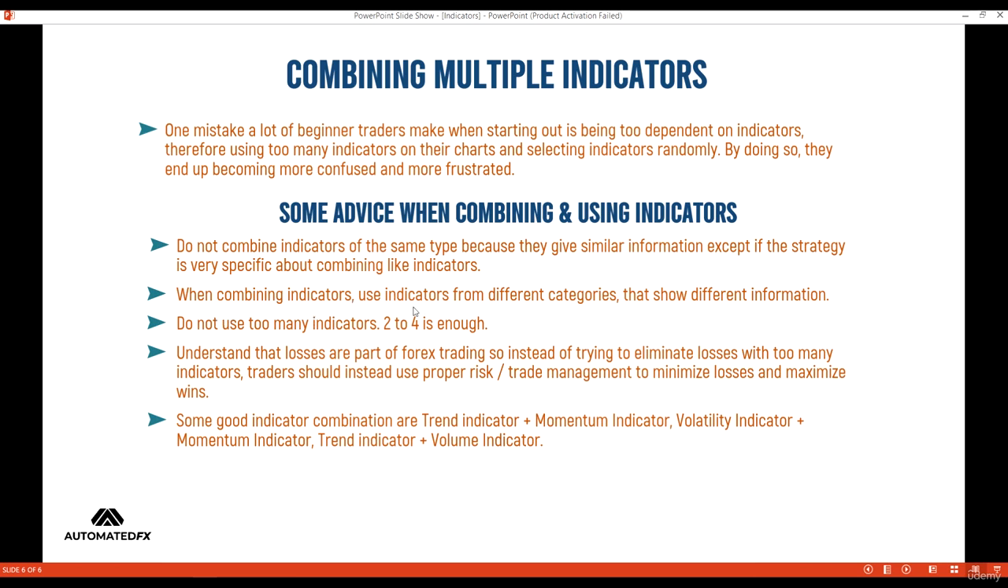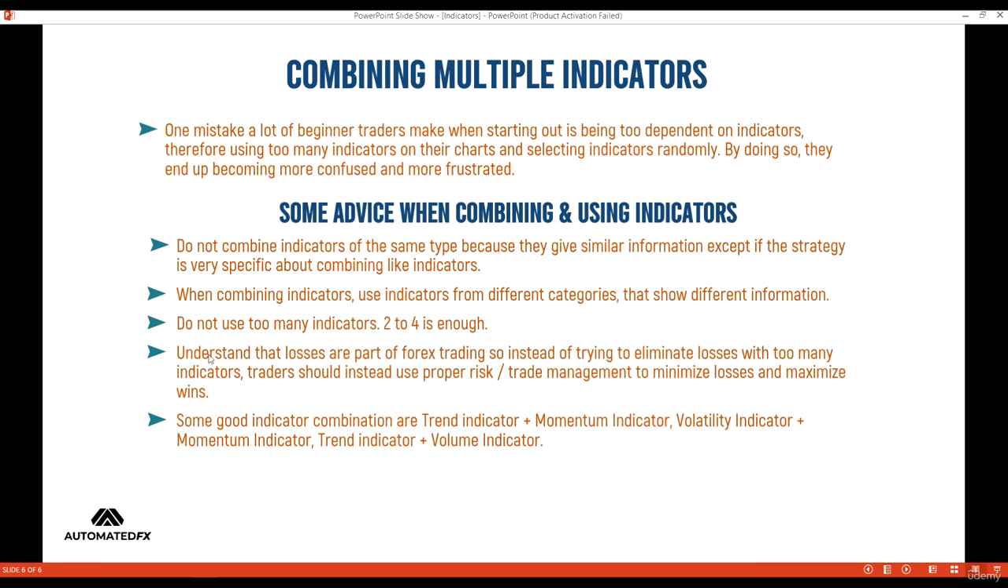When combining indicators, use indicators from different categories that show different information. That's another advice I will give you. Do not use too many indicators. 2 to 4 is enough. So you can use 2 to 4 indicators. Just have multiple ways of confirming your bias. Do not just cover your chart with indicators and then trade blindly. You have to follow the trend. You should make sure you're not trading against the trend.